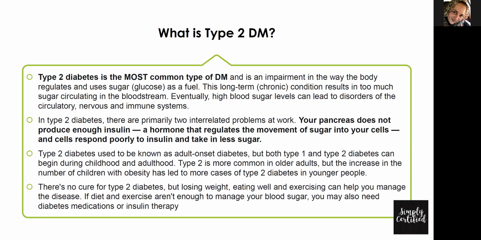Type 2 diabetes. What is it, right? So we always hear, somebody's grandma's diabetic, my aunt's diabetic, and that's probably what they have, it's common. Type 2 diabetes is the most common type of diabetes. And again, it's an impairment in the way that you regulate and use sugar as pretty much fuel. You've got kinks in the way you use your gas. So it is a long-term condition. It's chronic, right? It goes on for a long time, more than 3 months, maybe until you die. It's chronic.